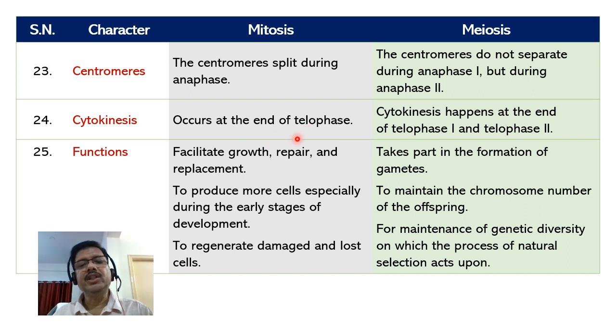Cytokinesis occurs at the end of the telophase in mitosis. In meiosis, it happens at the end of telophase 1 and telophase 2. Functions: mitosis helps in growth, repair and replacement and helps to produce more cells, especially during early stages of development, and also helps to regenerate damaged and lost cells. Whereas meiosis takes part in the formation of gametes. It maintains the chromosome number of the offspring. Then it helps in the maintenance of the genetic diversity on which the process of natural selection acts.